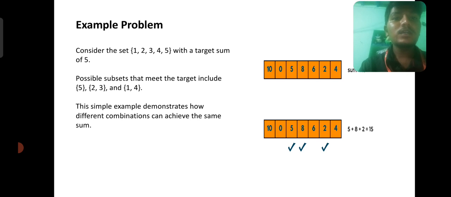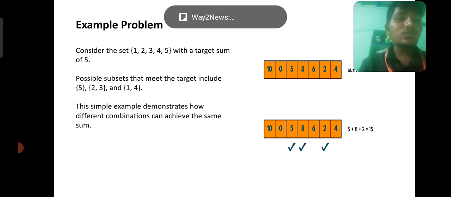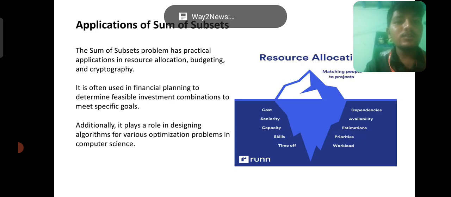Example problem. Consider the set 1, 2, 4, 3, 5 with a target sum of 5. Possible subsets that meet the target include 5, 2, 3 and 1, 4. This simple example demonstrates how different combinations can achieve the same sum. Then 5, 8 and 2 is also equal to 15.